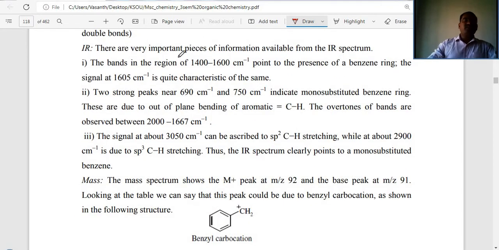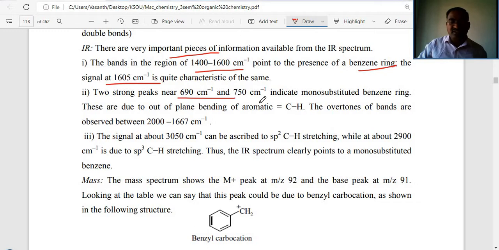There is also very important information available from the IR spectrum. The bands in the region 1400 to 1600 per centimeter point to the presence of a benzene ring. The signal at 1005 per centimeter is quite characteristic of the same. Two strong peaks near 690 per centimeter and 750 per centimeter indicate a mono-substituted benzene ring. These are due to out-of-plane bending.